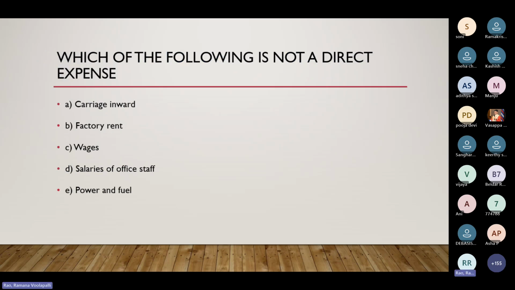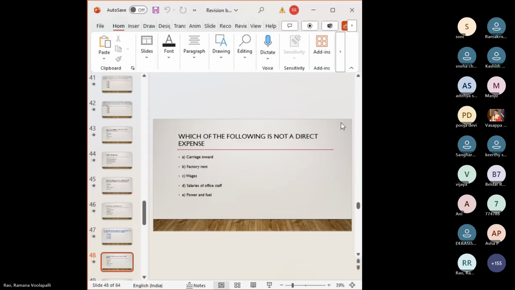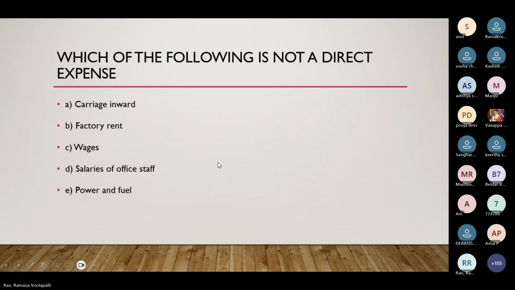Which one of the following is not a direct expense? Yes, answer D. Okay, salaries to staff.